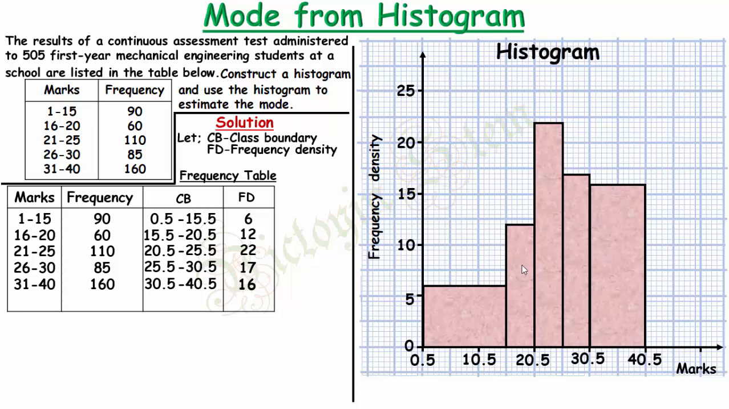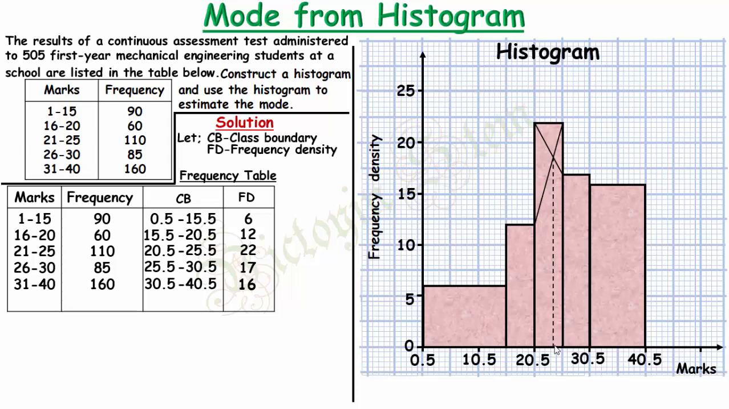Now to estimate the mode from the histogram, I need to join a straight line from this vertex to this vertex. That's the vertices of the tallest bar. I will join it with the vertex of the other bars attached to the tallest bar. So from this vertex to this vertex, and then the next one from this vertex to this vertex. These two lines intersect at a point, so I will join the point to the horizontal axis with a straight line. These thin short dashes represent the point of intersection of these two lines.